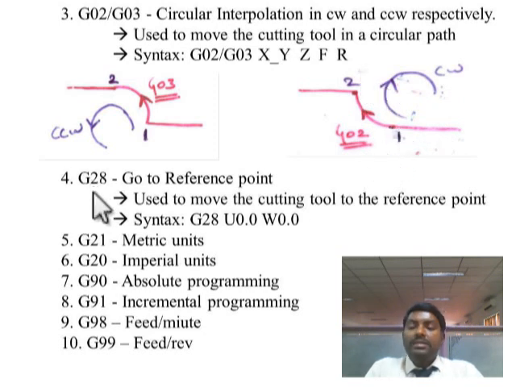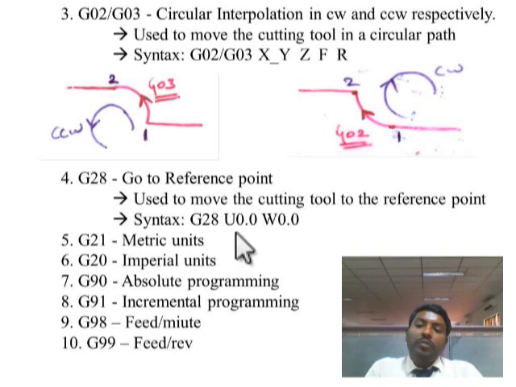Next we are going to see G28. G28 means go to reference point. Just now I told you there are two zero points in a CNC machine: one is the machine zero point, and the other is the workpiece zero point. The machine zero point is also called the reference point. So G28 will be used to instruct the tool to go to the reference point. This is the syntax for G28.